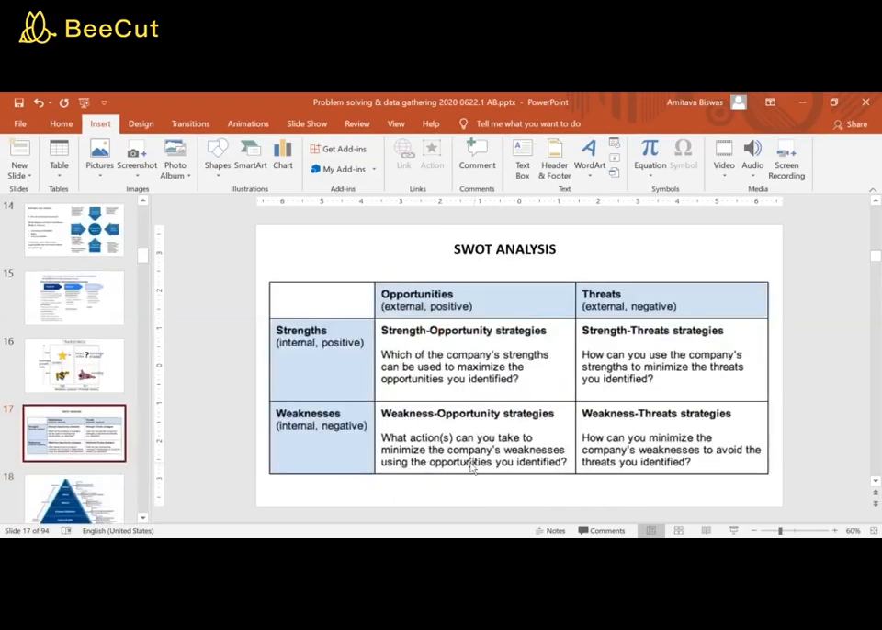Here's a SWOT analysis for strengths, weaknesses, opportunities, and threats. You'll probably hear this a lot. You may have already, right? Putting some thought into this gives you some idea of different types of strategies that you can do.